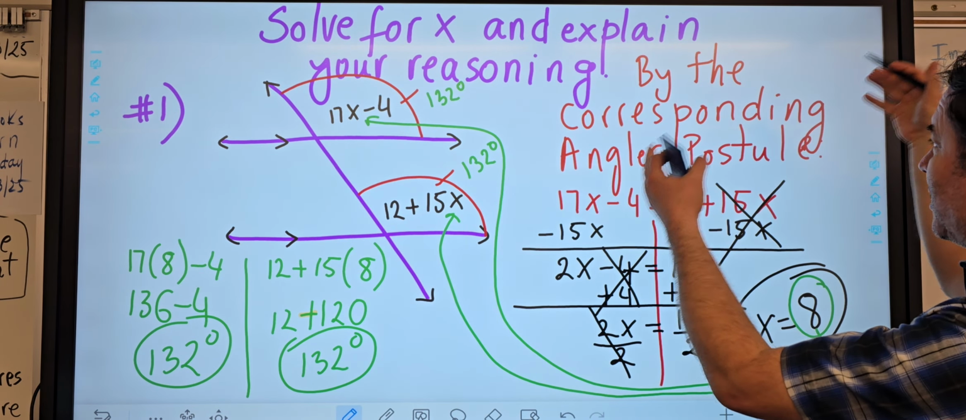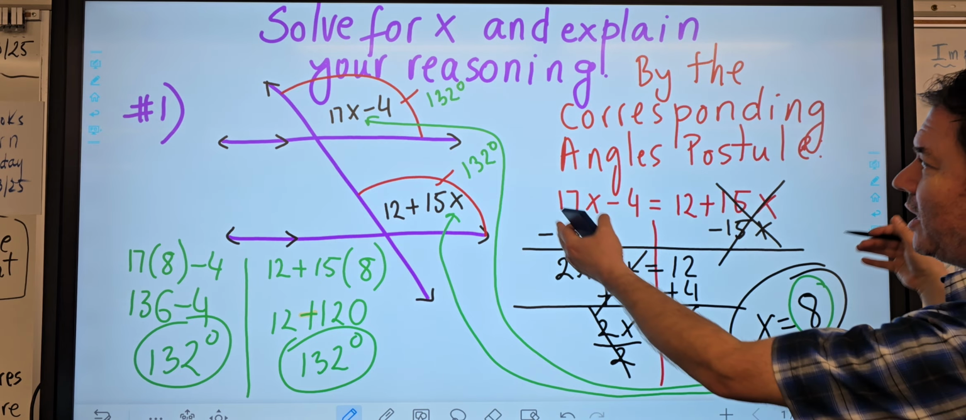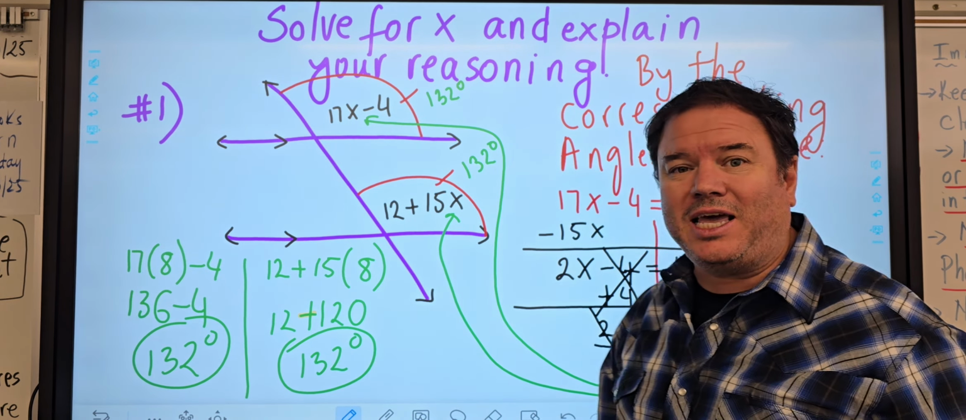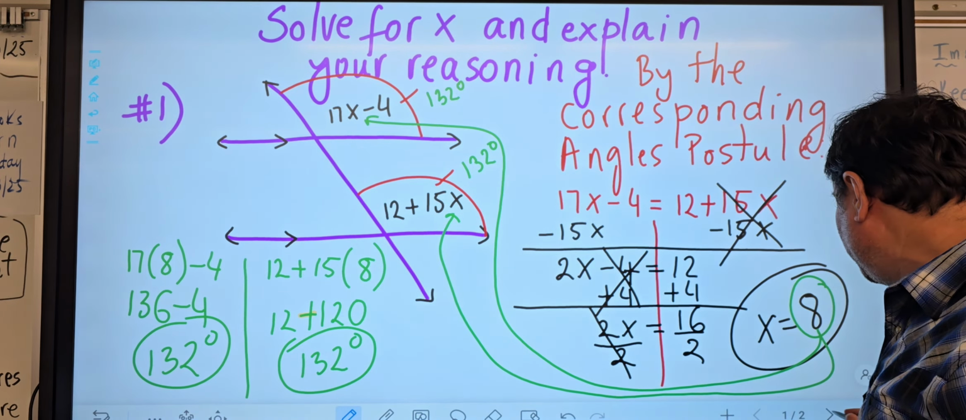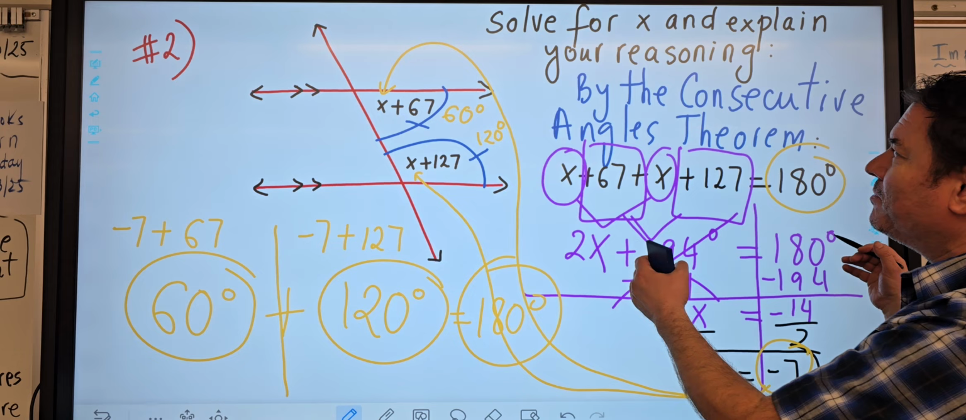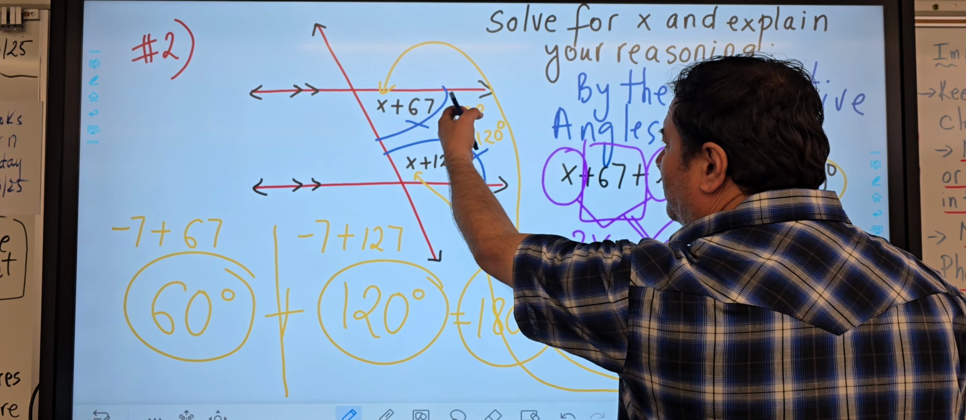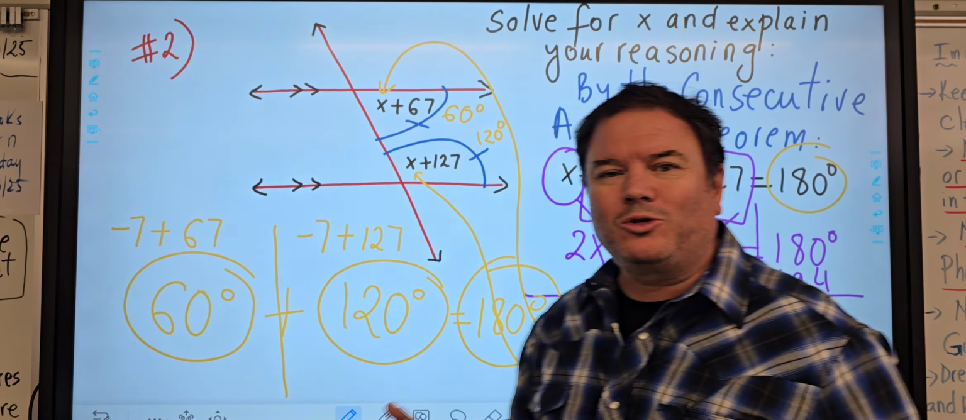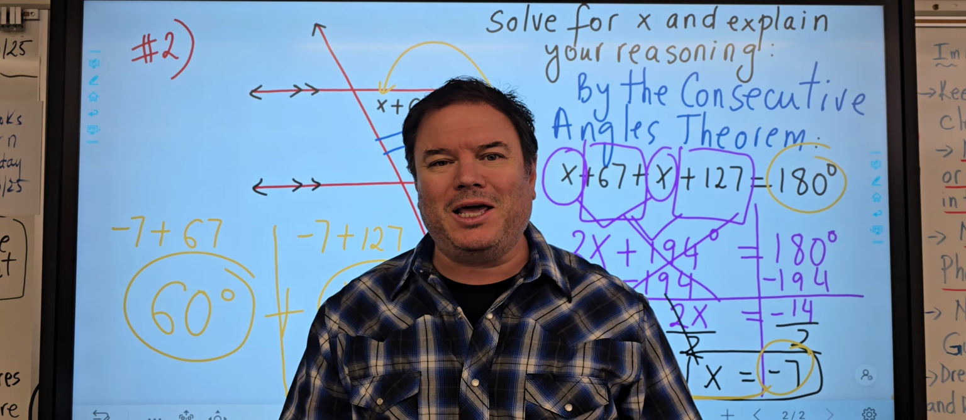Here we used the corresponding angles postulate, and we found that both of these angles are the same, 132 degrees. In the other example, we used the consecutive angles theorem, right? This angle we found to be 60, and the other one 120. 120 plus 60 gets us 180.